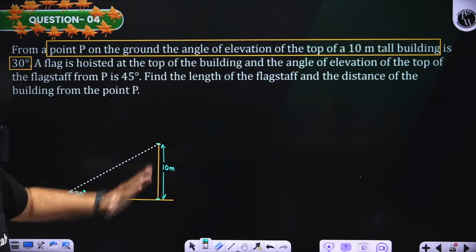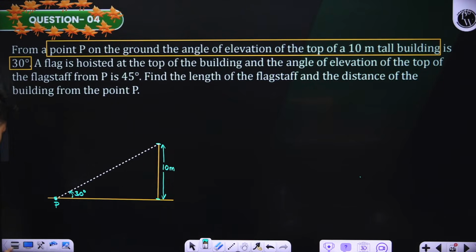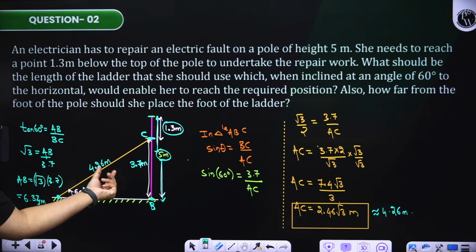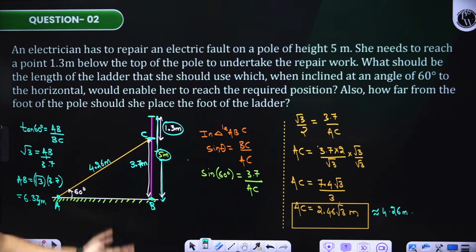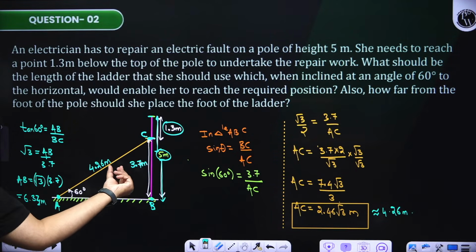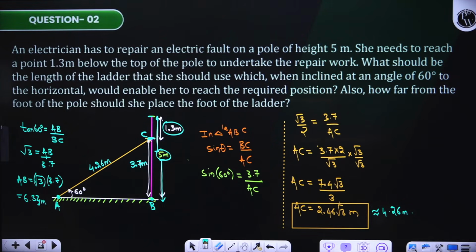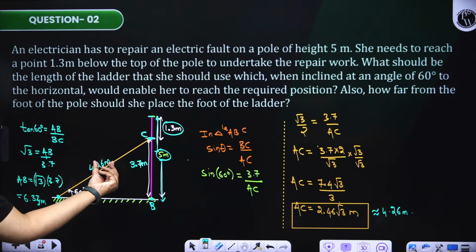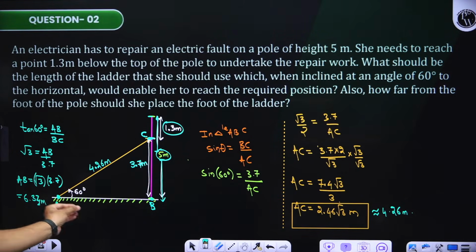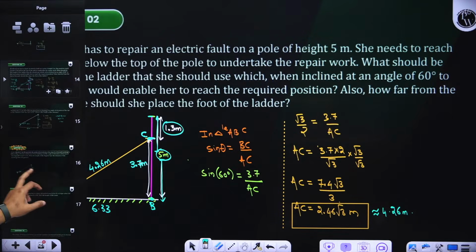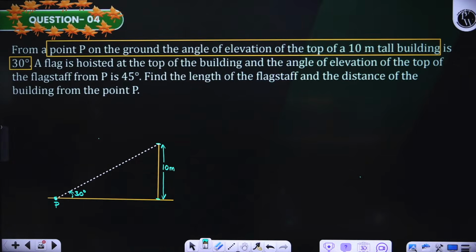Ladder is 4.23 or 26, anything is fine. Ladder is 4.27, 26 has come, that is also fine, not an issue, because there I have taken the approximation. Okay, clear? Fine. This is 4.26 or 27. Coming to this is 6.33. Clear? Okay, done. So this is 10 meter, we have 10 meter.